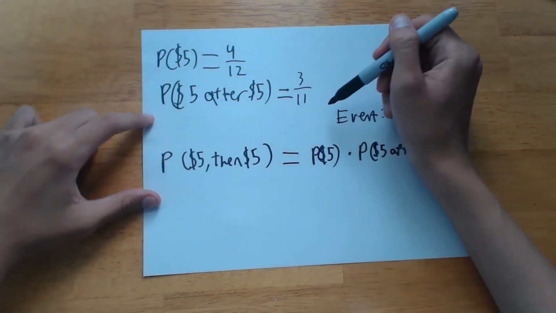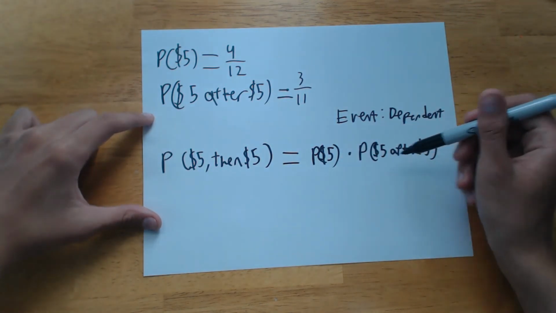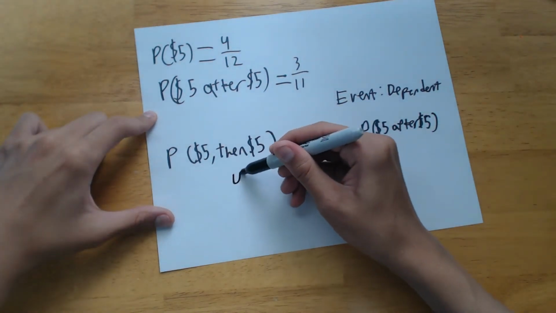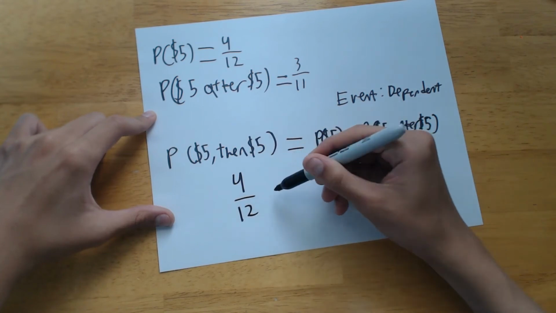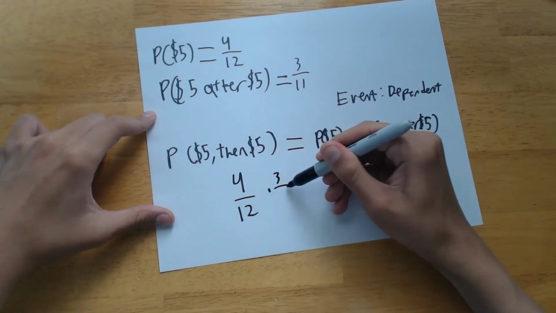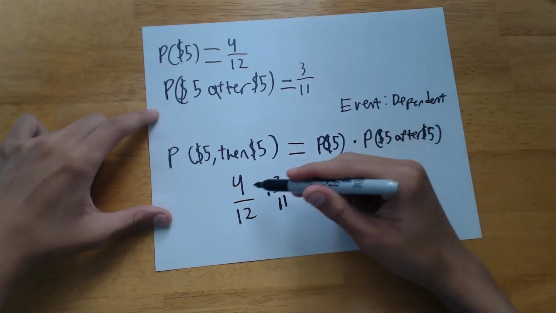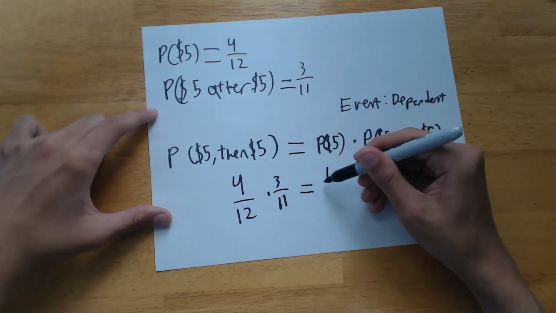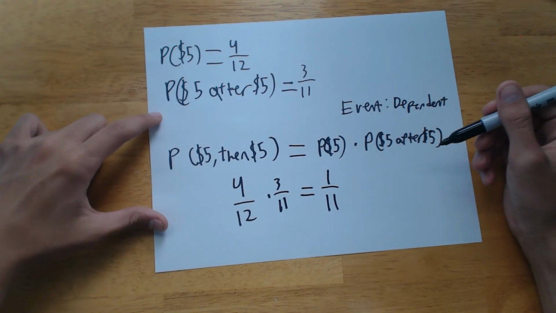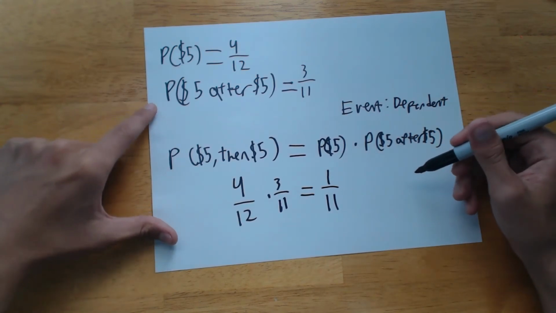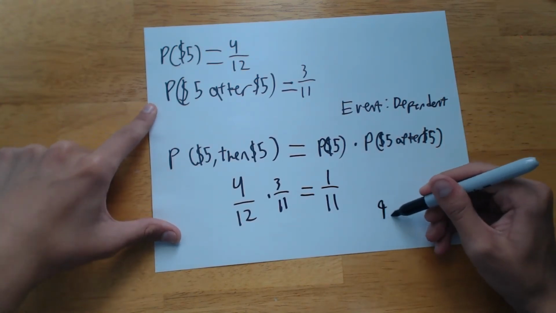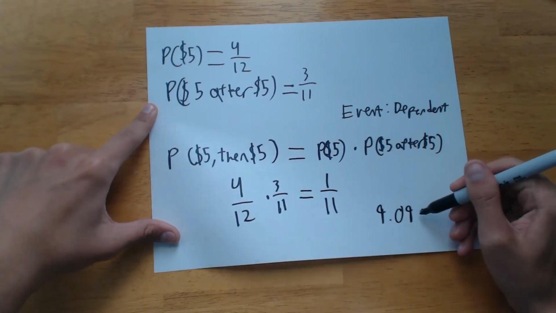So when you plug in the numbers for these two variables, you get 4 over 12 times 3 over 11, and if you multiply them and simplify them, it's 1 over 11. And that written as a percent is about 9.09%.